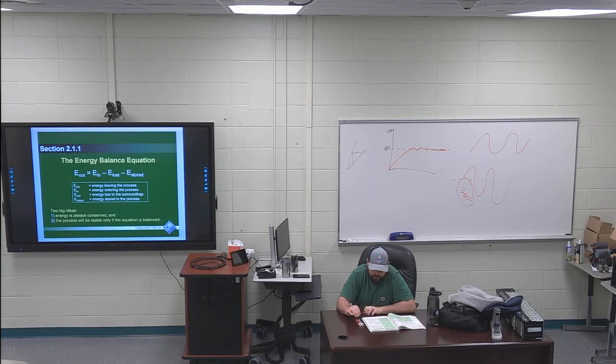Energy balance equation, 211, second sentence is highlighted. In order for any process system to be stable, this equation must be balanced. And then the equation is balanced as a separate highlight. Energy out equals energy in minus energy lost minus energy stored.